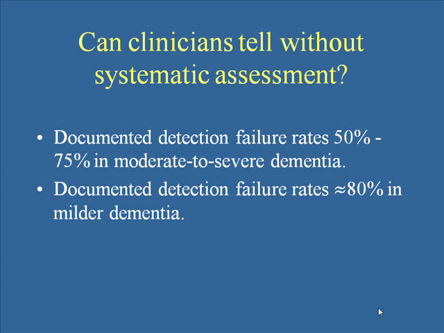In milder forms of dementia, there are studies that have documented failure rates to detect that are around 80%. So it does look like those of us who are just relying on our intuition and the routine interactions that take place in our offices are at serious risk for missing certainly early dementia and perhaps even more importantly, moderate to severe dementia.